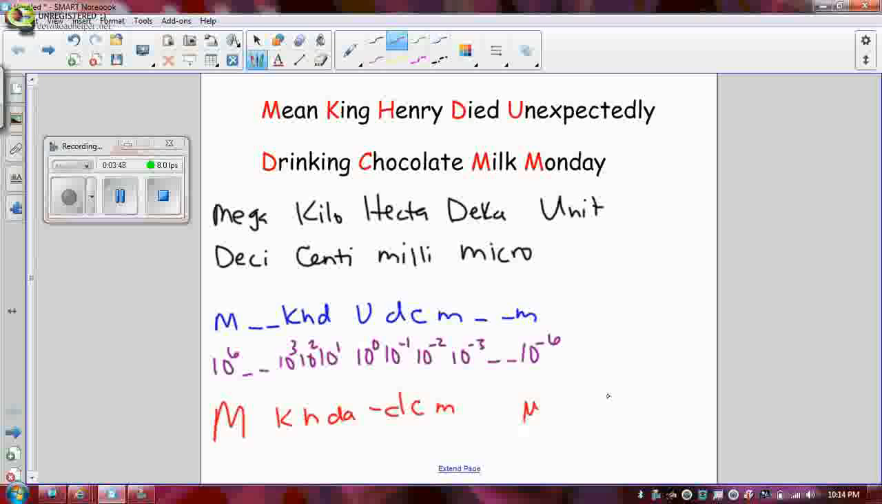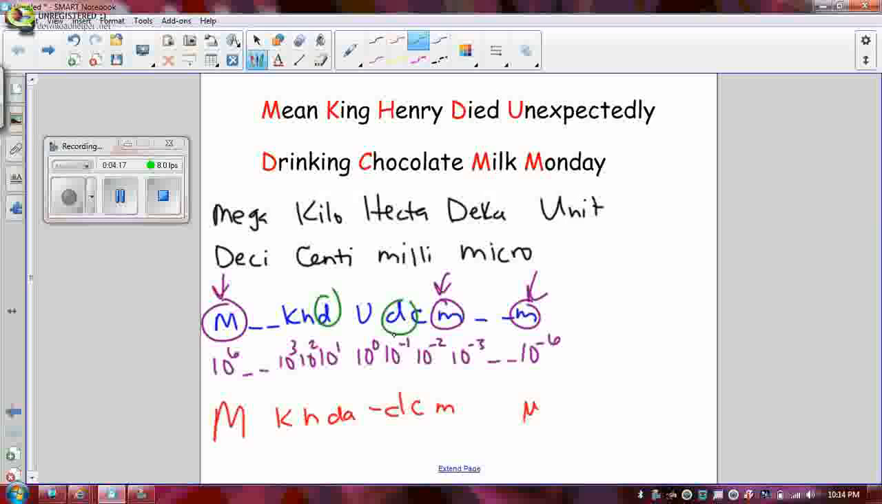Now, a couple of key things I want you to notice before we do some examples here is that when you're looking at the Mean King Henry saying, first of all, notice that there's 3 M's in the saying. So make sure that you know that the first one stands for mega, the second one is milli, and the third one's micro, because that can be confusing. And then the other thing is notice that there are 2 D's. The one on the left is deca, and the one on the right is deci. So make sure you keep those straight as well.